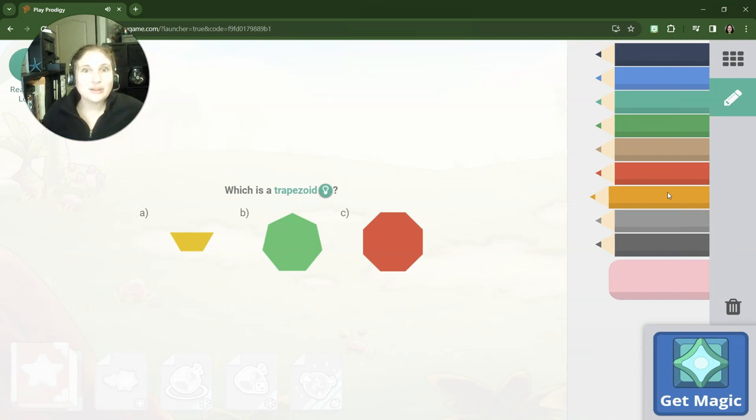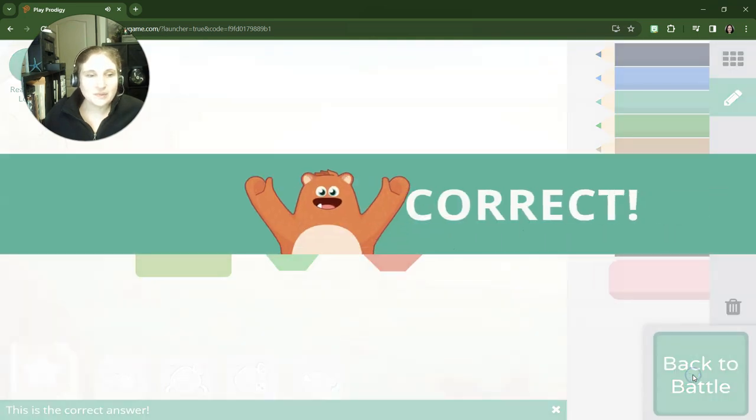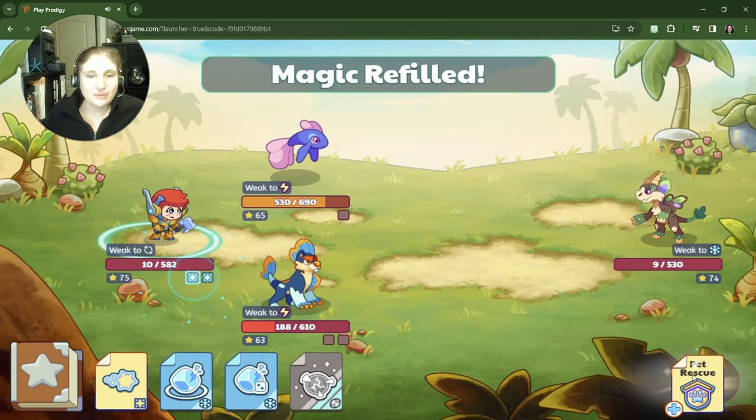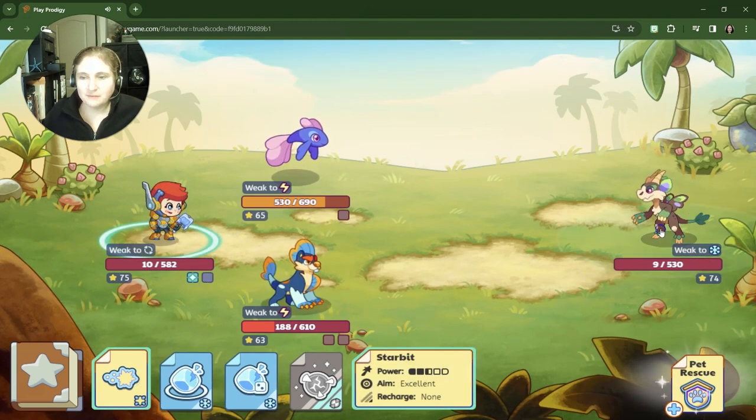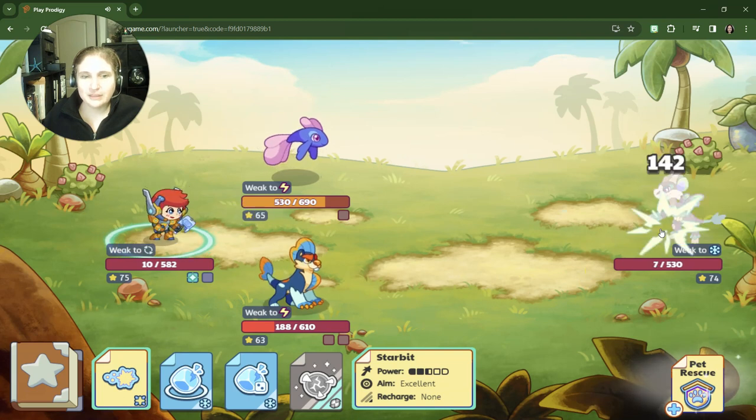Another trapezoid. We learned this on the next slide. Right here. There we go. Other shapes were, I think, a heptagon and an octagon. Alright. Final battle here.